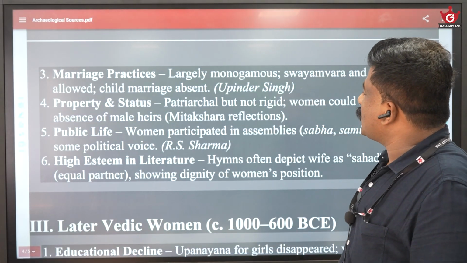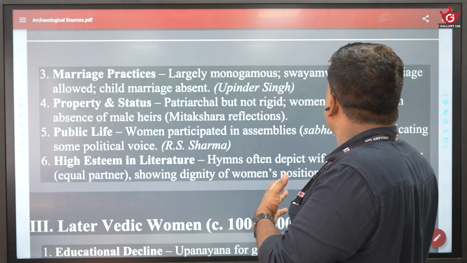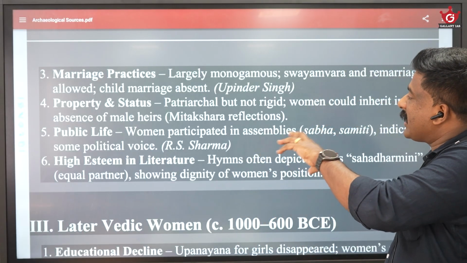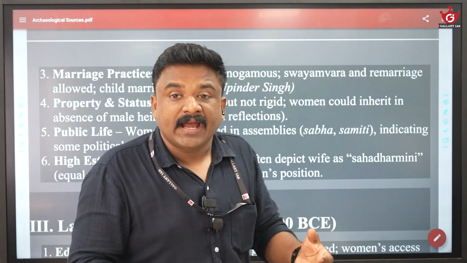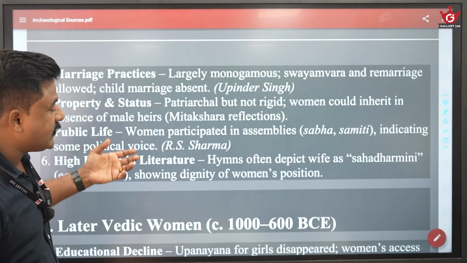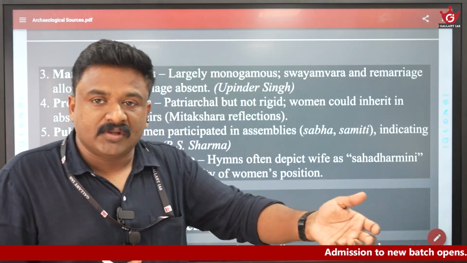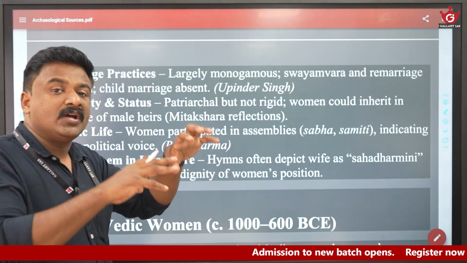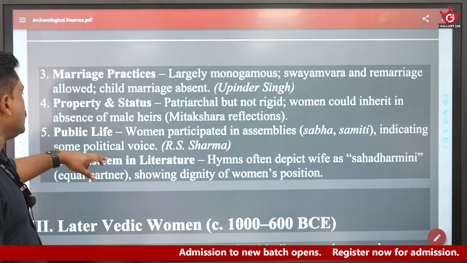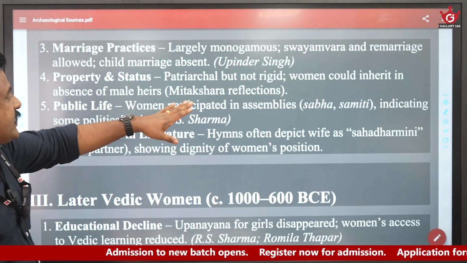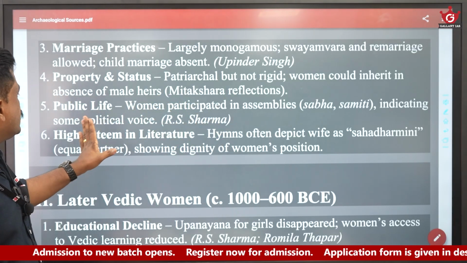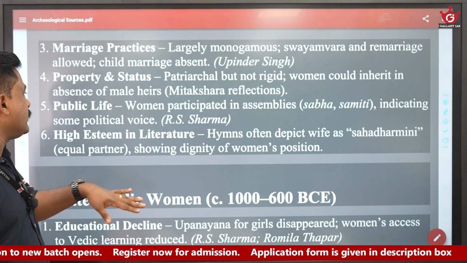Then, marriage practices were largely monogamous. Swayamvara and remarriage were allowed. Child marriage was absent. If the husband died, the woman could marry her husband's brother, or widow remarriage was practiced. The minimum age for marriage was fixed. Property and status: a patriarchal society but not rigid. Women could inherit property in the absence of main heirs.